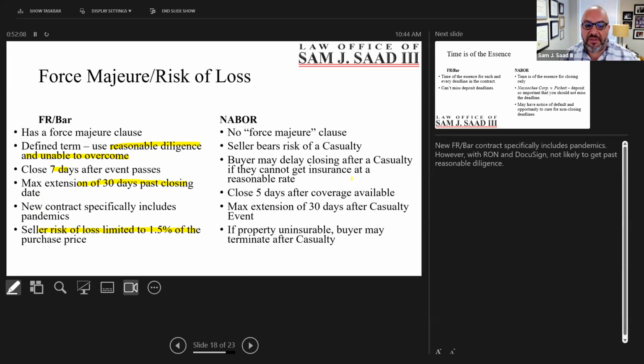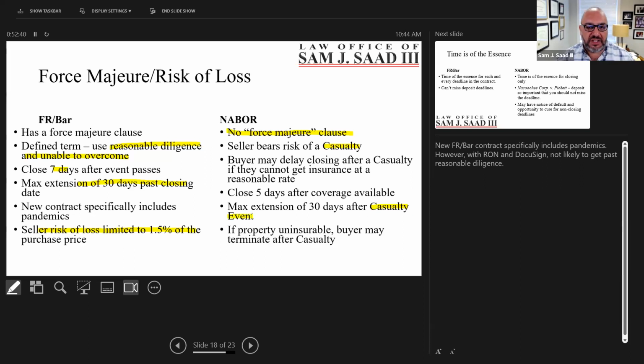NABOR, again, very different, no force majeure clause. Seller bears the risk of a casualty, which is a defined term, that's the hurricane. The buyer can delay closing after a casualty if they cannot get insurance at a reasonable rate. So if we're in the box and you can't get insurance, then the buyer can delay closing. They close 5 days after coverage becomes available, up to 30 days after the casualty date, not the closing date.